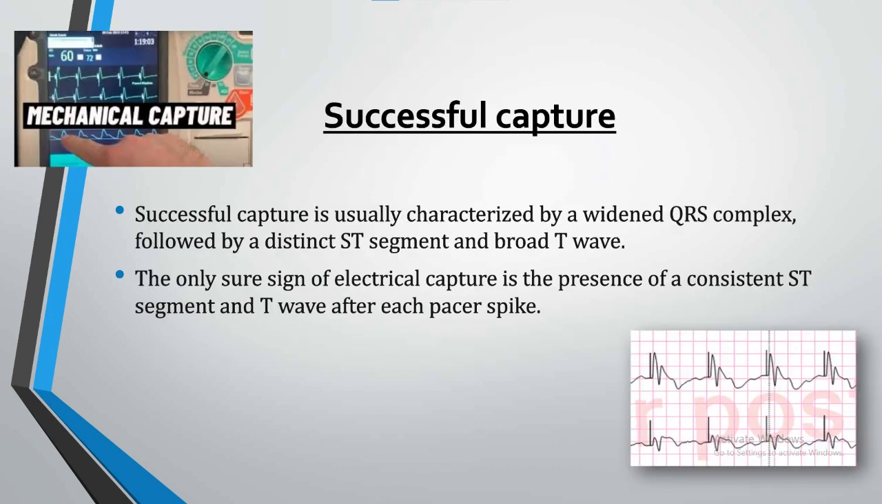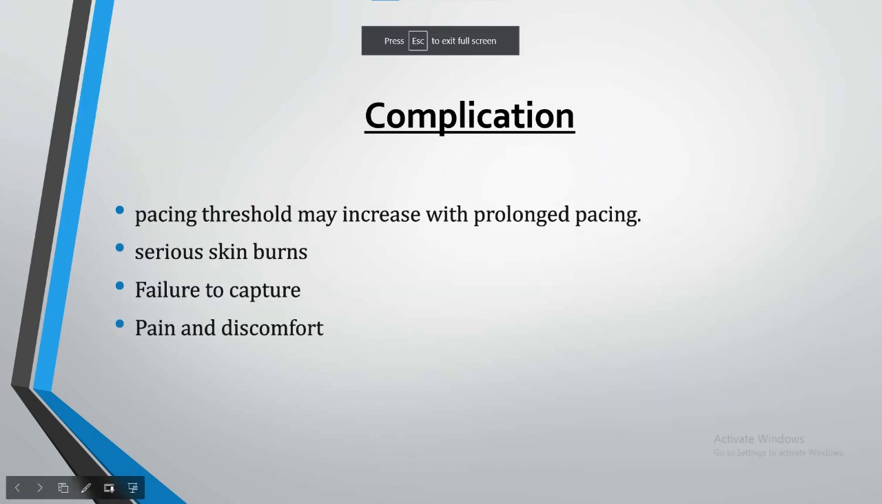Successful capture. Successful capture is usually characterized by a widened QRS complex, followed by a distinct ST segment and broad T wave. The only sure sign of electrical capture is the presence of a consistent ST segment and T wave after each pacer spike. Complications: pacing threshold may increase with prolonged pacing, serious skin burns, failure to capture, pain and discomfort.